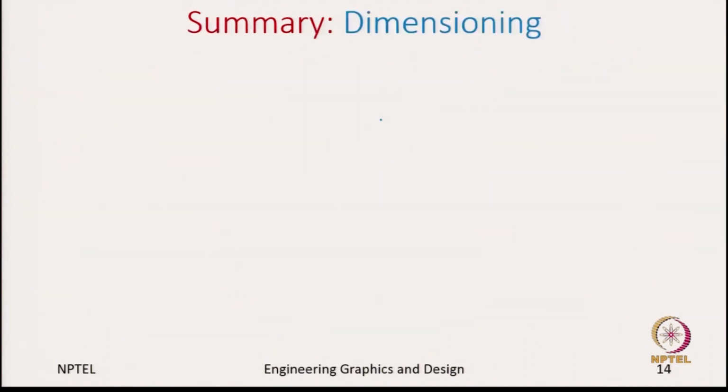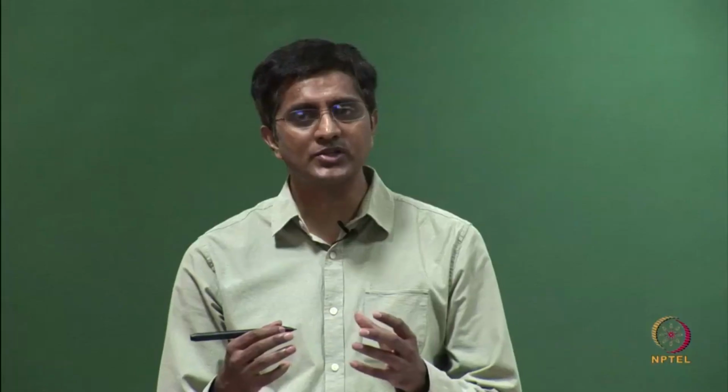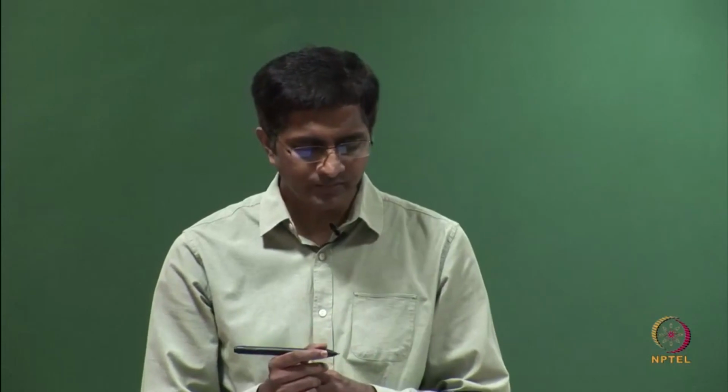So, let us summarize now what we have learned in this lecture. First, we said there are two kinds of dimensions: one is the size and the other the location. The location says where a particular feature is positioned with respect to some reference line or surface or point, but the size talks about the actual dimensions, or how large or how small that particular feature is.